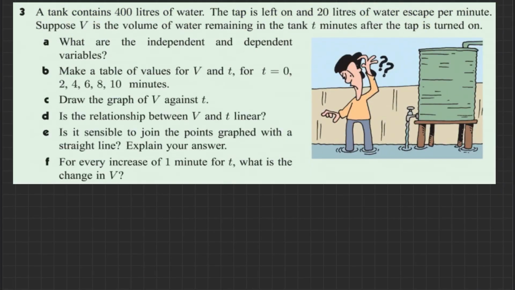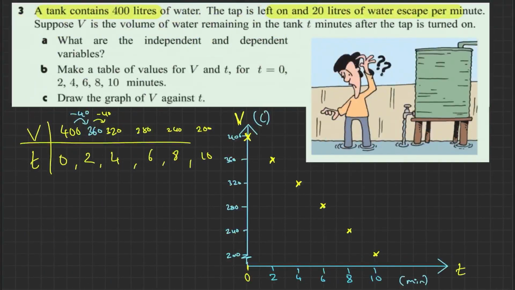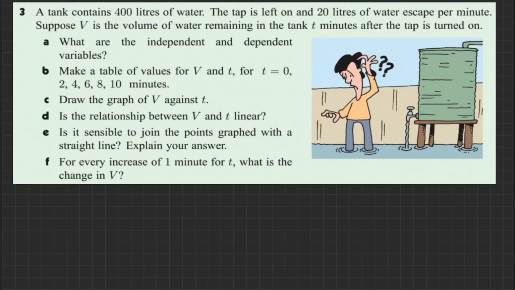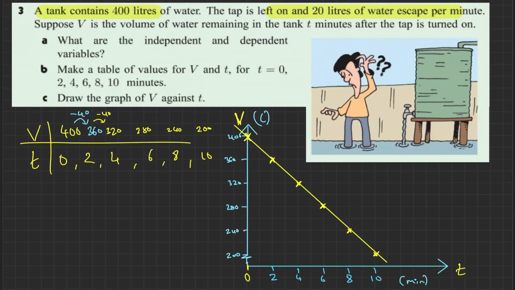Parts E and F then for question 3, is it sensible to join the points graphed with a straight line? Explain your answer. And also, for every increase of 1 minute for T, what is the change in V? Let me go back to the graph and you can answer this question. So the answer to part E, is it sensible to join the points with a line? Yes, it is, because as the water is dripping out of the tap, it doesn't matter how many minutes have passed by, the water is going to continue to drop until the tank is fully empty. For part F, for every increase of 1 minute for T, what is a change in V?